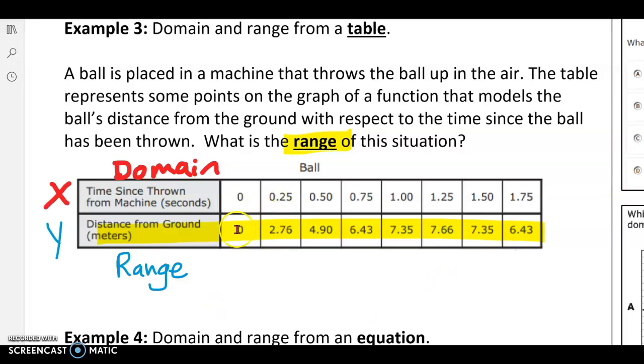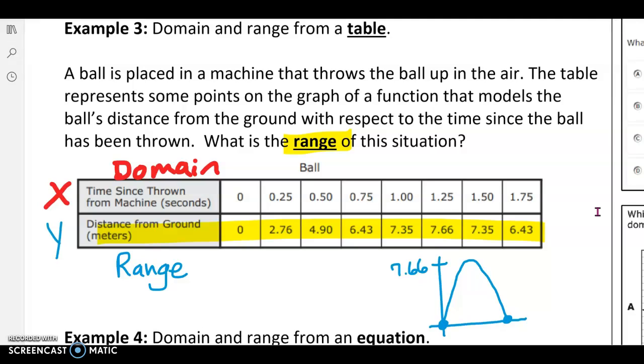In this case, you can see that the numbers start at 0, get bigger, get all the way up to 7.66, and then start getting smaller. So keeping that in mind, if I were to sketch a quick graph of this, okay, it starts at 0, 0, that's the origin, and it's going up all the way to 7.66, and then it's coming back down. Going up to 7.66 and coming back down eventually to 0, right? Because it will land on the ground.